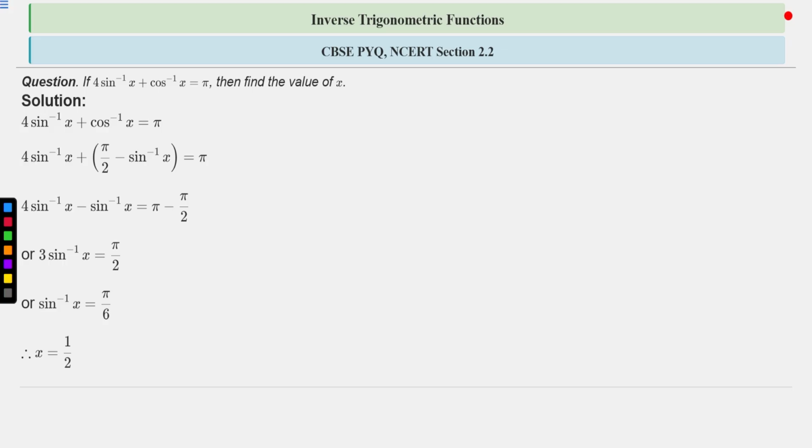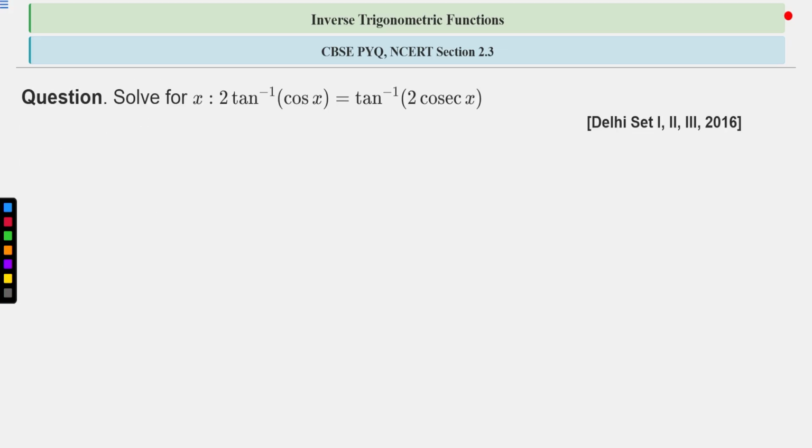Okay, let's move to the next question. Next question says, solve for x when 2 tan inverse cos x is equal to tan inverse 2 cosec x. You have to basically solve for x, when the equation is given as 2 tan inverse cos x is equal to tan inverse 2 cosec x.